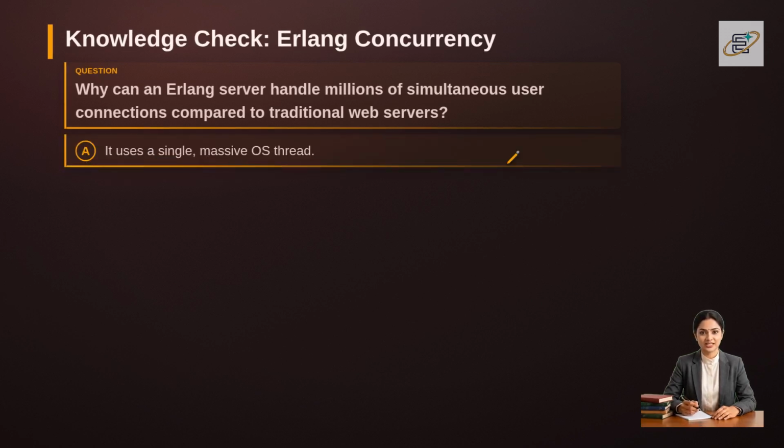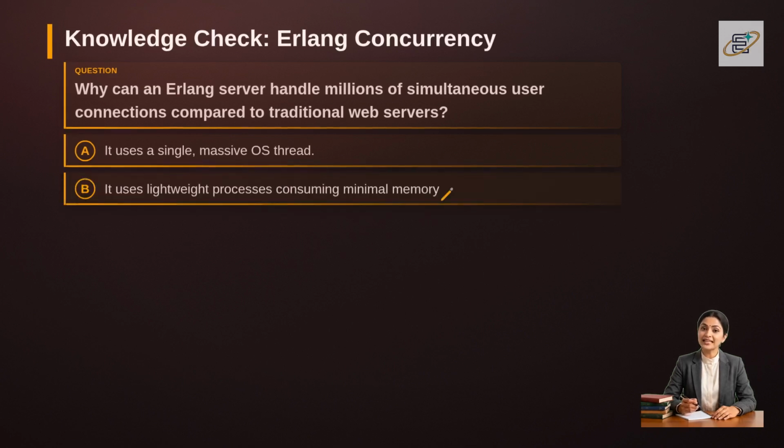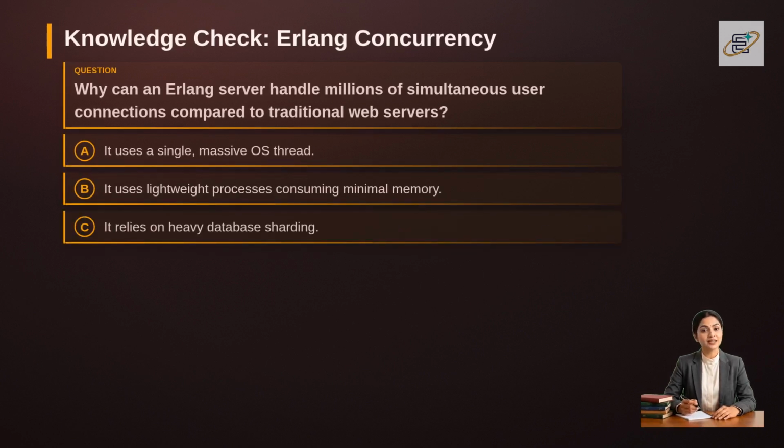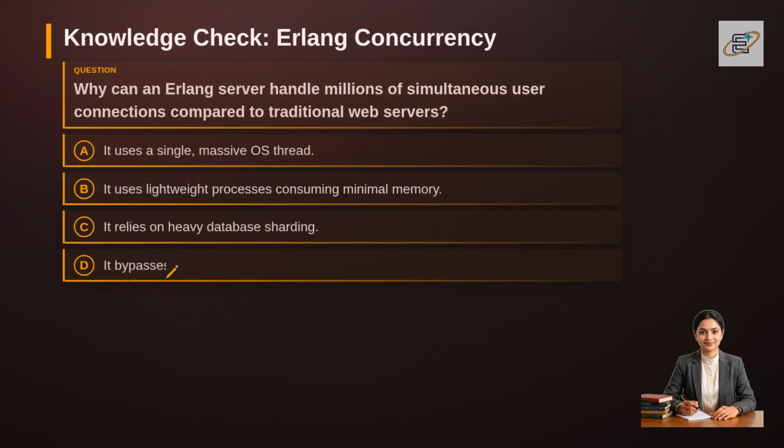Option A says it uses a single, massive OS thread. Option B says it uses lightweight processes consuming minimal memory. Option C suggests it relies on heavy database sharding. And option D says it bypasses the CPU entirely. Take a moment and pick your answer. Think about the memory footprint we just discussed.